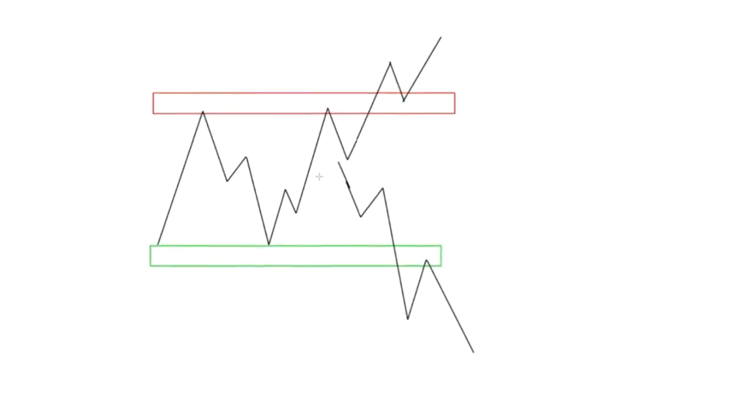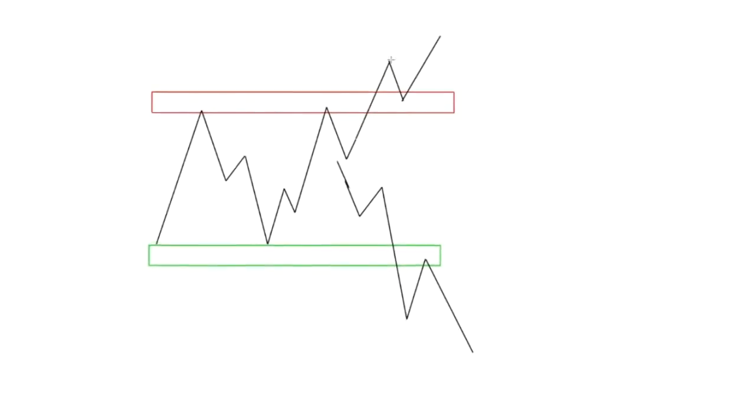So in short, if price happens to break resistance in an uptrend, and then it comes back down to test it as support, that's what we call a throwback. And if price happens to break support, comes back up and then retests it as resistance, that's what we call a pullback. That's the difference between a throwback and a pullback.